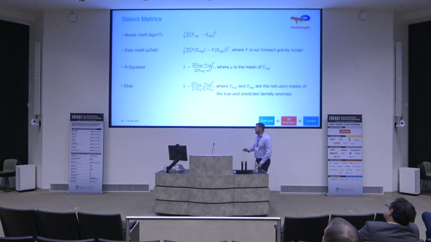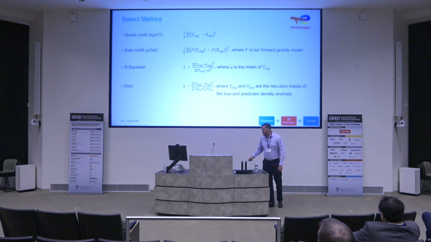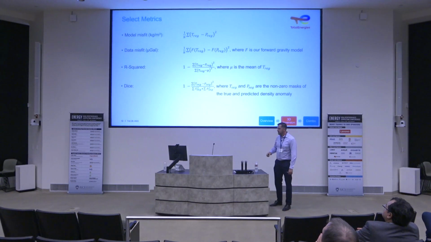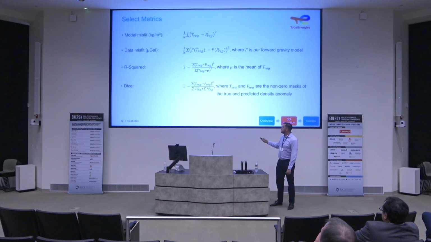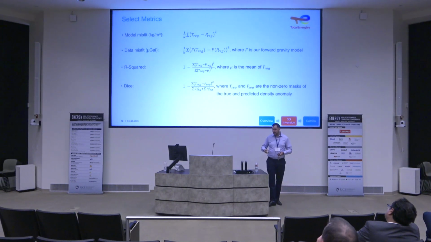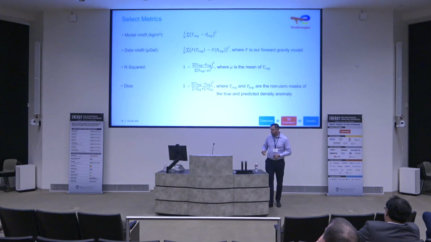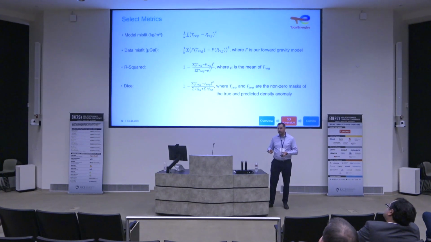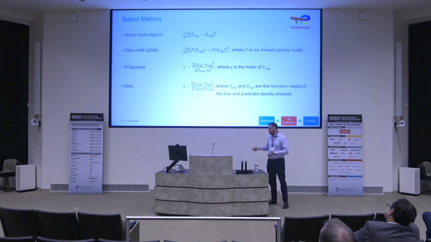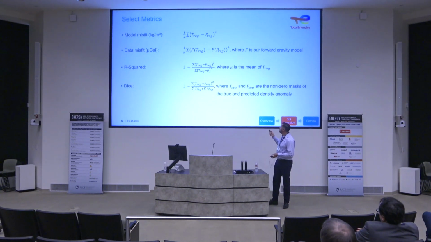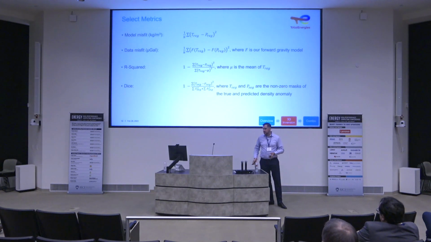All right, sorry, last thing before we get into some training and results: the metrics we actually pick do matter here, right? So the first most obvious metric we'll pick is the model misfit, or what's the average difference between our true and predicted density maps, and this is going to be measured in kilograms per meter cubed. The second metric we're going to do is data misfit, which is really the forward operator applied to our true model minus the forward operator applied to our predicted model, and we're going to see if this prediction gives the same gravity response as the original one.